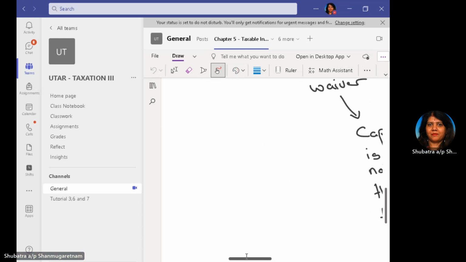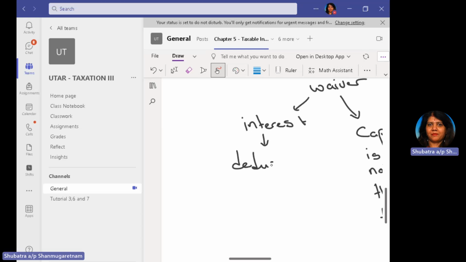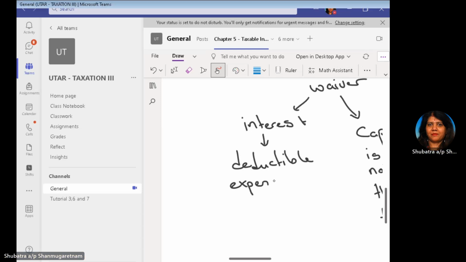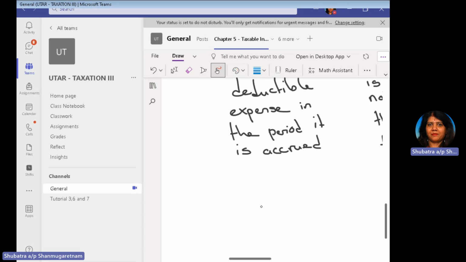Now, interest, on the other hand, is different. All right? Now, interest is a deductible expense in the period it is accrued. It's deductible in the period it is accrued. All right?